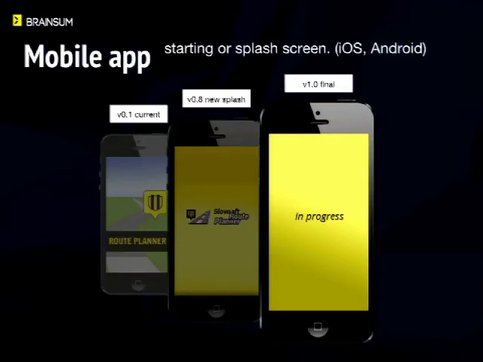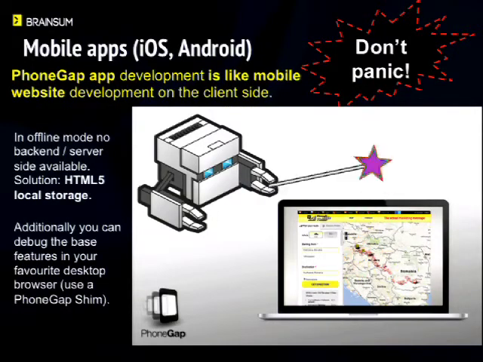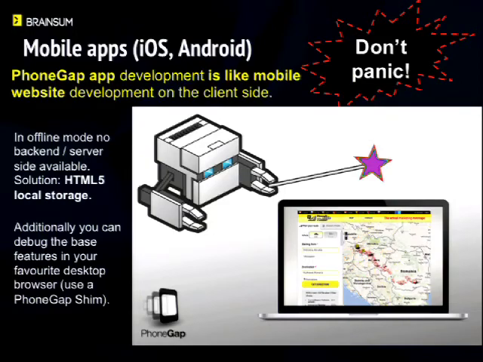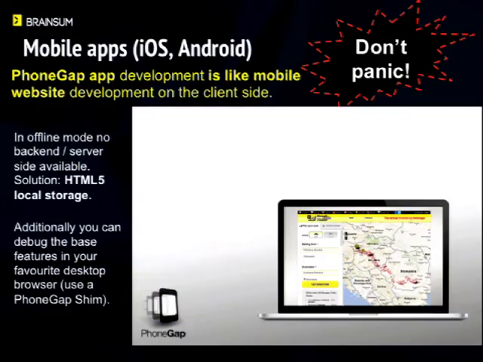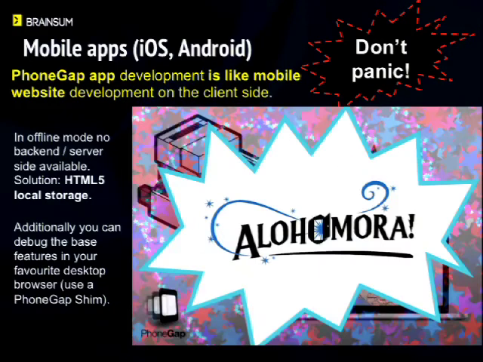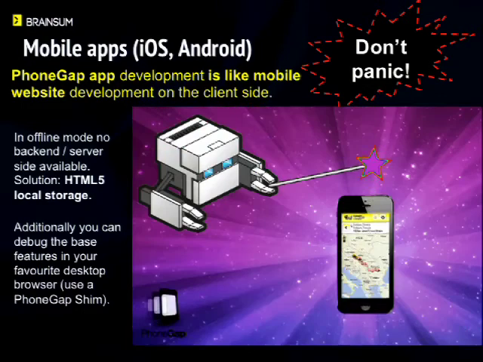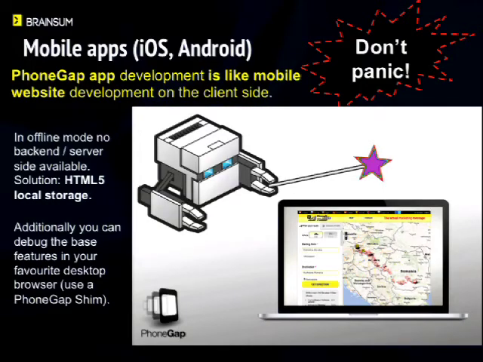As I said, this is an ongoing development. You can see the versions of the splash screen here. It's in progress. We have to build iOS and Android applications. If you haven't tried it yet, maybe you are a little bit scared about mobile application development, but I say don't panic. PhoneGap is a great tool for people coming from the web to start to create mobile applications, and it's really just like building mobile websites, but you get much more features. You can access the special hardware capabilities of the device too.